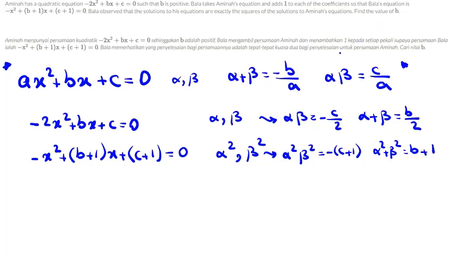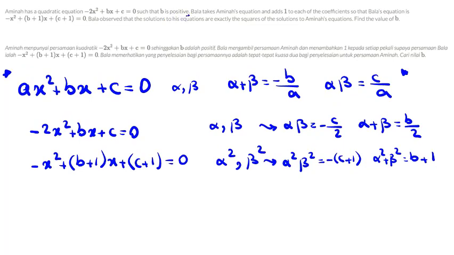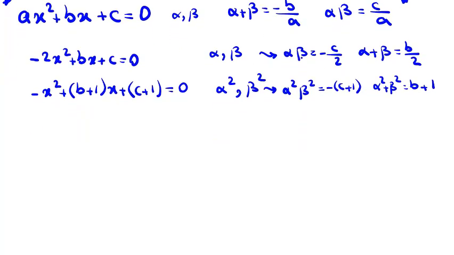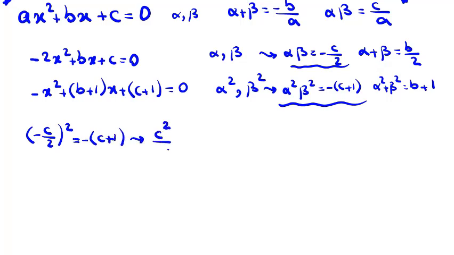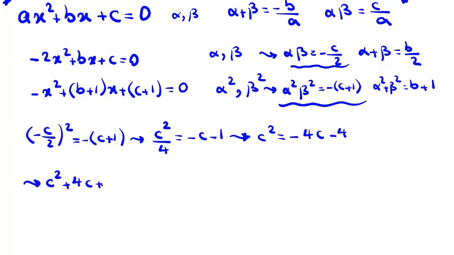Now, the problem says find the value of b, and b is positive here. Okay, so we want to find b. From here, alpha beta is negative c over 2. From these two equations, alpha squared beta squared is negative c over 2 squared equals negative (c plus 1). So here we can conclude c squared over 4 equals negative c minus 1. If we multiply both sides by 4, c squared is negative 4c minus 4. And then you can take all things to the left hand side: c squared plus 4c plus 4 equals 0. So we can say (c plus 2) squared is equal to 0 and c equals negative 2.